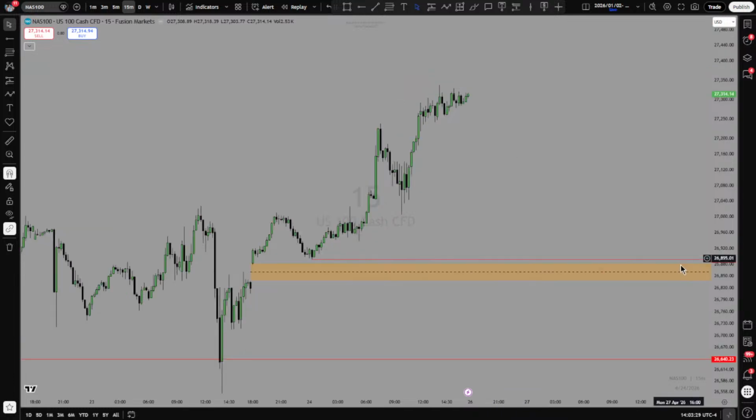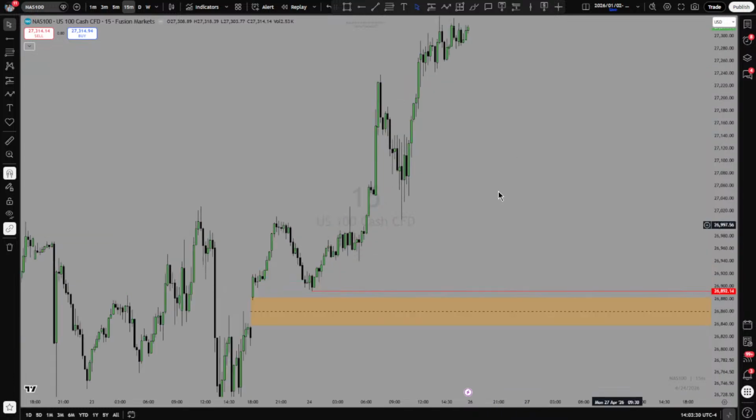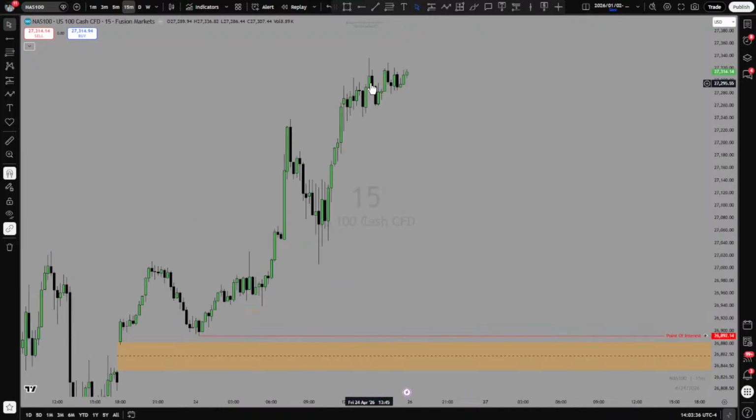But for now, what I'm actually looking for is to see if the price can actually get here. So this is my point of interest for this week. I want to see that, or even better, I would actually love to see this being crushed.